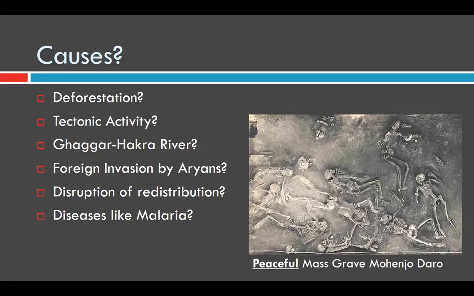Disruption in trade, and more and more people are looking at possible disease. There is this mass grave at Mohenjo-Daro, which used to be thought of as evidence of warfare, but a lot of them don't have blunt trauma. It's possible a virus killed a lot of people. Malaria may have moved in, and we know what a pandemic can do to a civilization. If you have a particularly devastating pandemic like malaria, it could cause major social upheaval. And so looking at virus spreads and pandemics is a top research priority at this point.